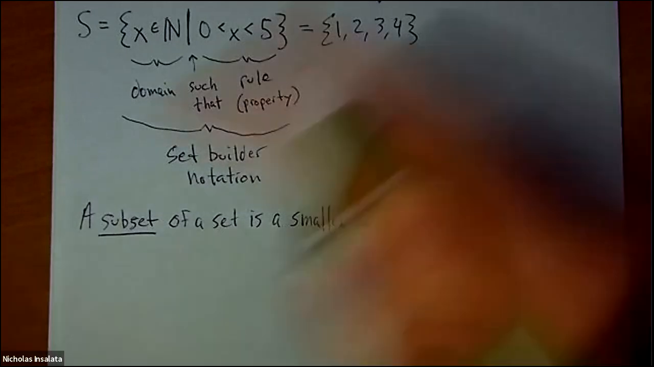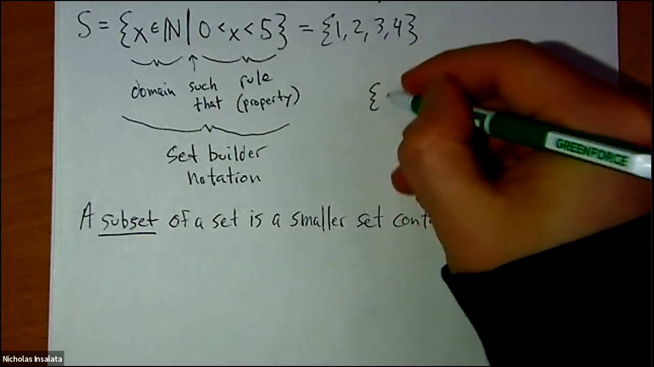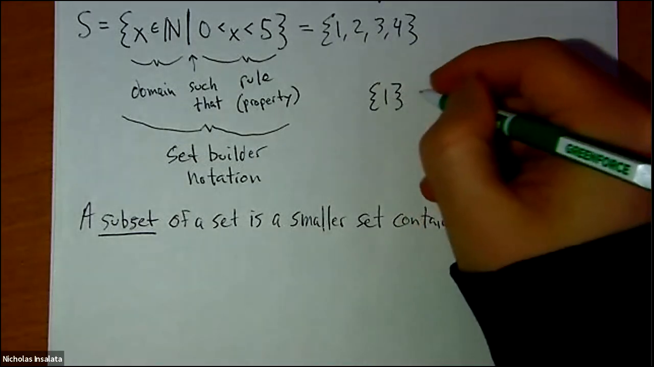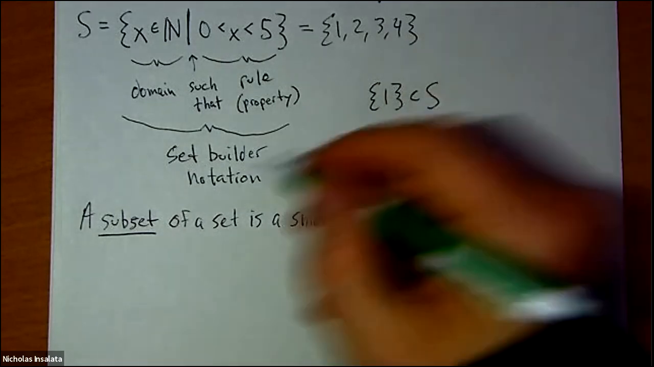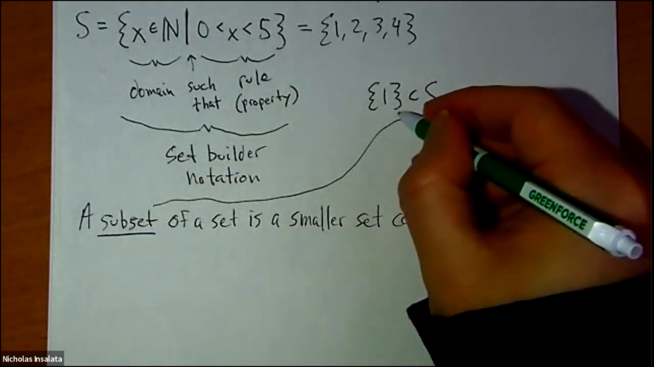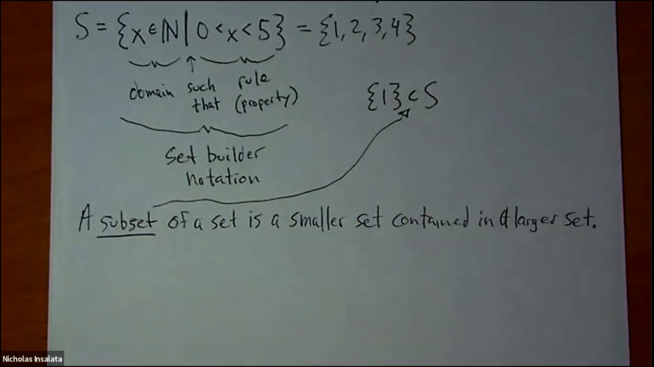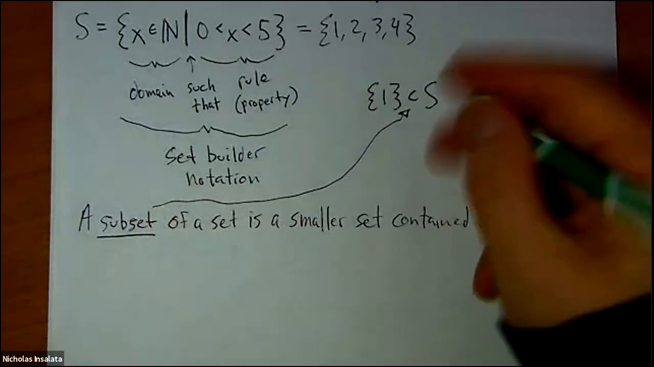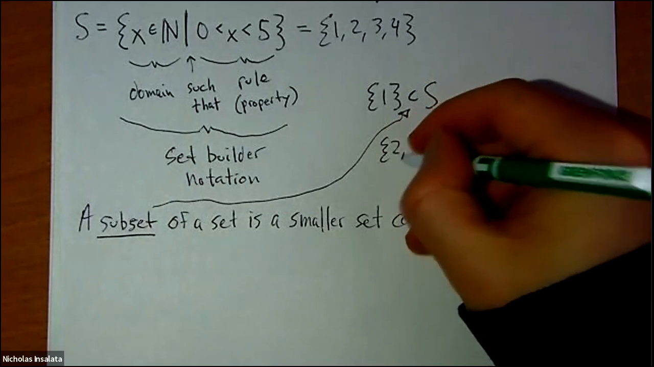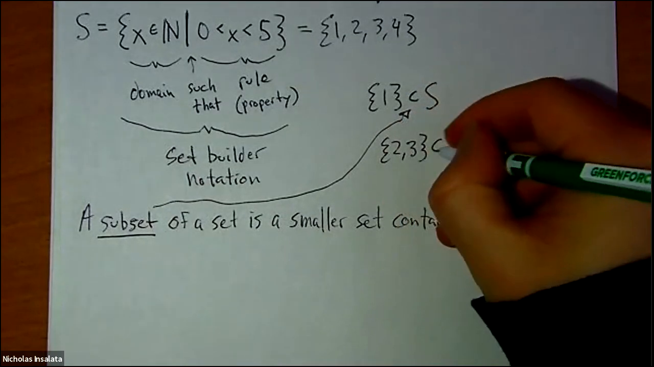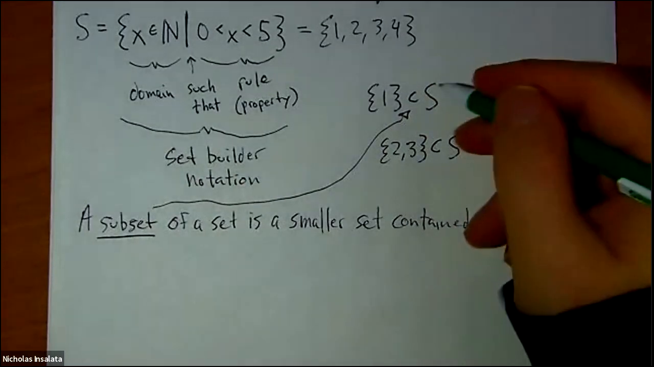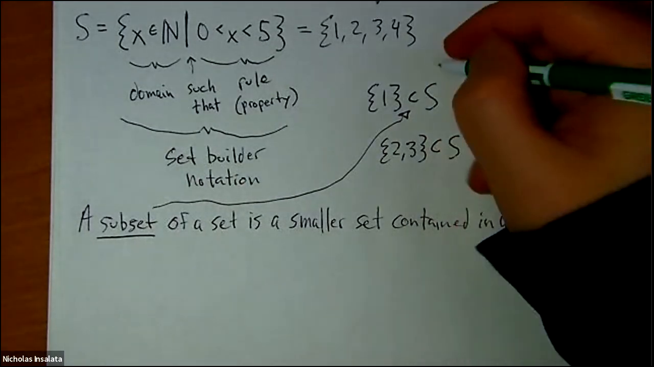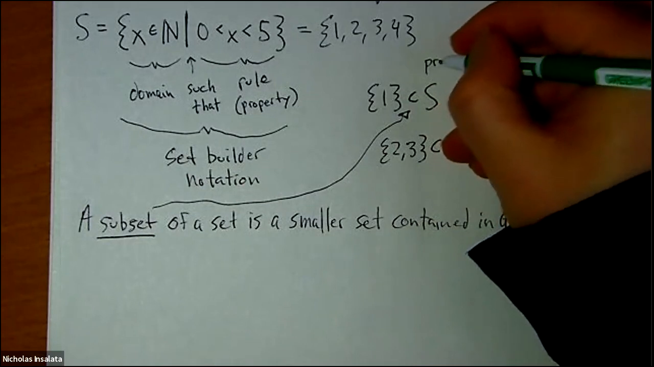The set {1} is contained in the set S, and this means subset, right? Similarly, the set {2, 3} is contained in S, right? Now this means a proper subset, right? This is a proper subset.